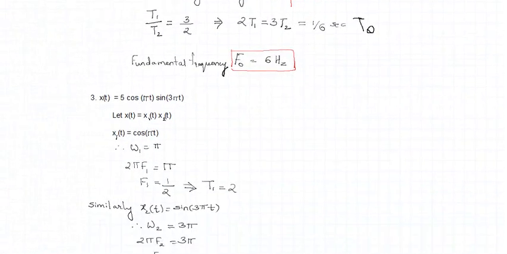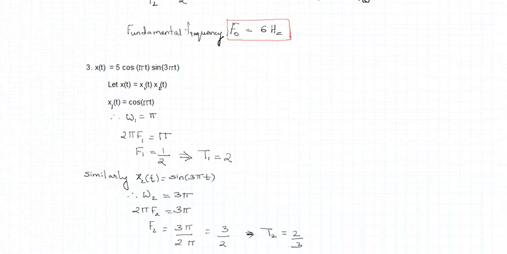So your given signal x(t) is 5 cos(pi t) into sine(3 pi t). So it's a product of two signals. There are two components involved here, and hence the given signal x(t) is a composite signal. If the given signal x(t) is composite, I need to find T1, I need to find T2, take the ratio of T1 by T2, and looking at the ratio, conclude whether it is rational or irrational, and then conclude whether the signal is periodic or aperiodic.